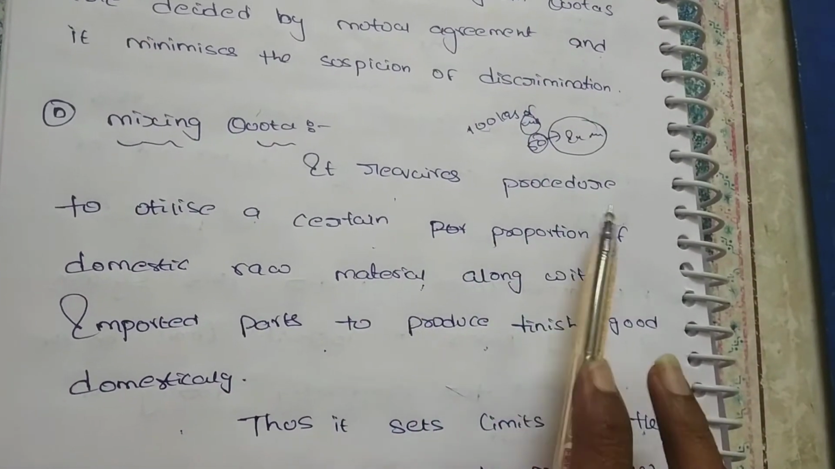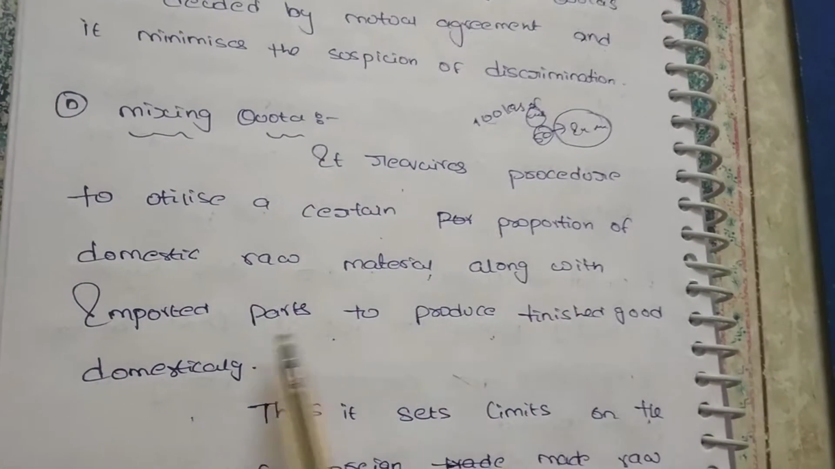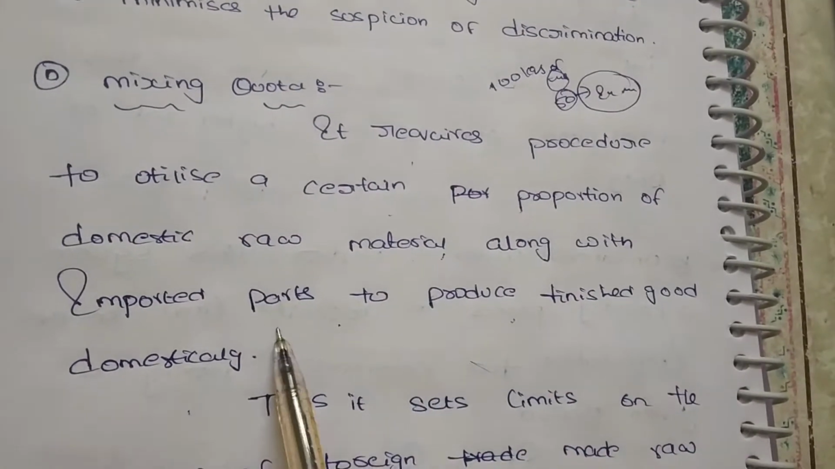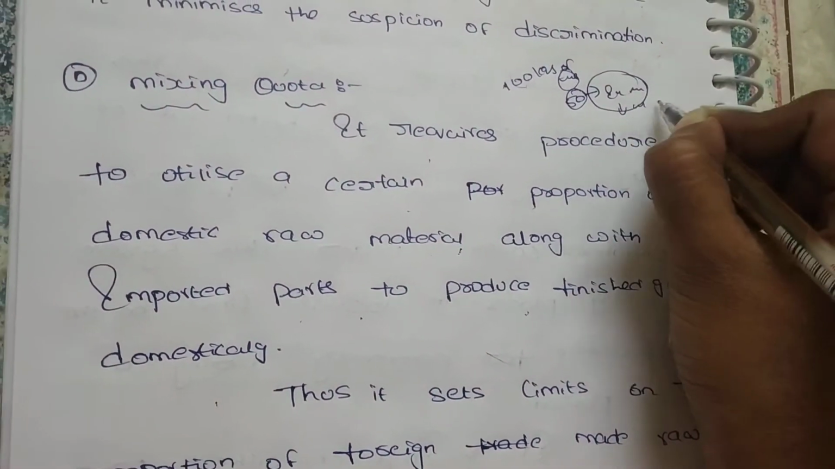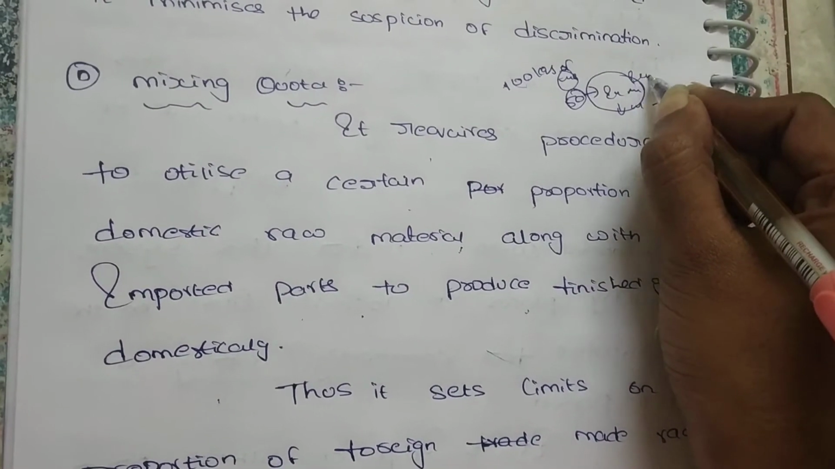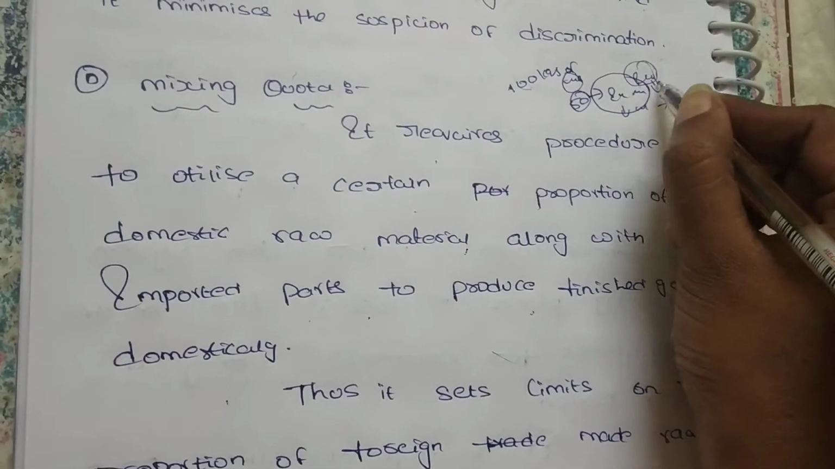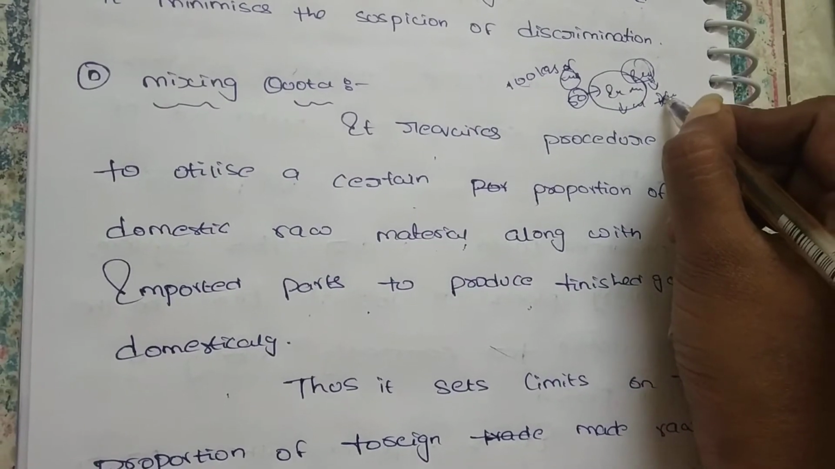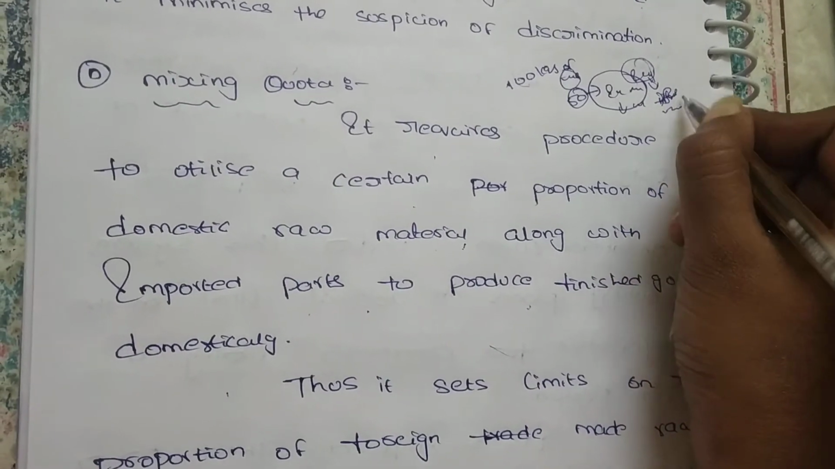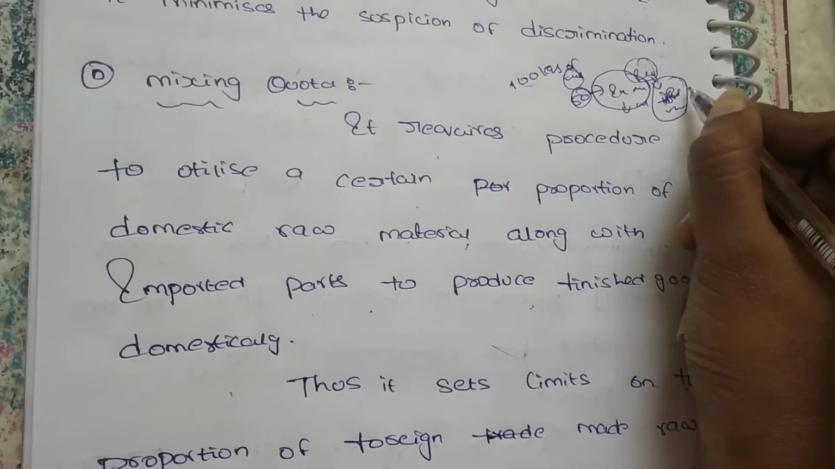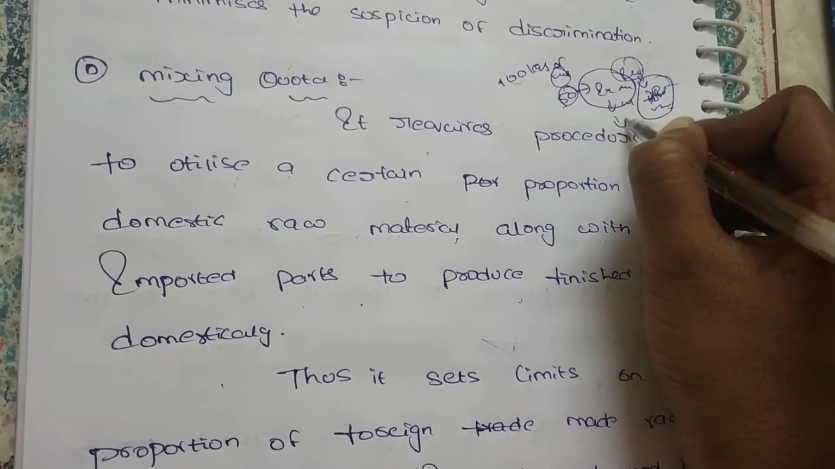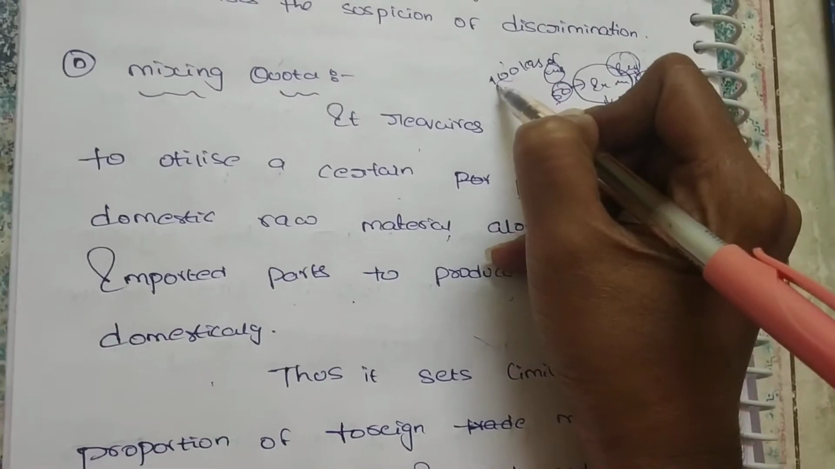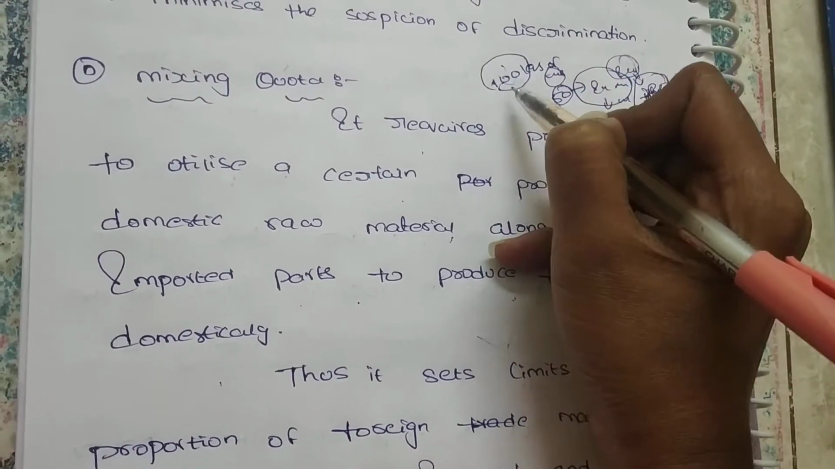So it requires a procedure to utilize a certain portion of domestic raw materials along with the imported part to produce finished goods. Up to 50 kgs of rice only we can convert into finished goods. We can say it is a raw material. From wheat we are preparing some biscuits or bread like that. Up to 50 kgs only we have to prepare as finished goods. So then the importer may import only 50 kgs.